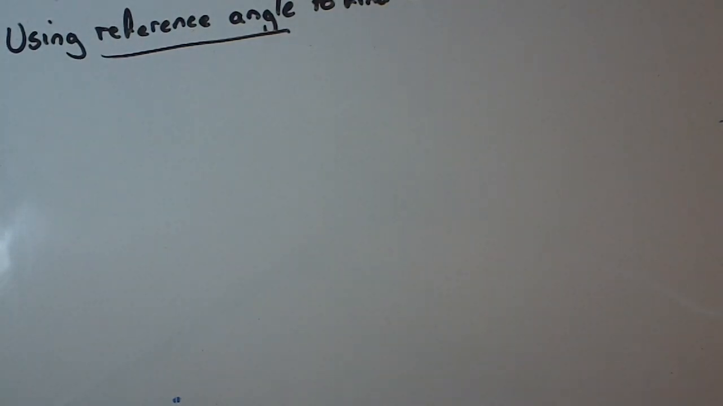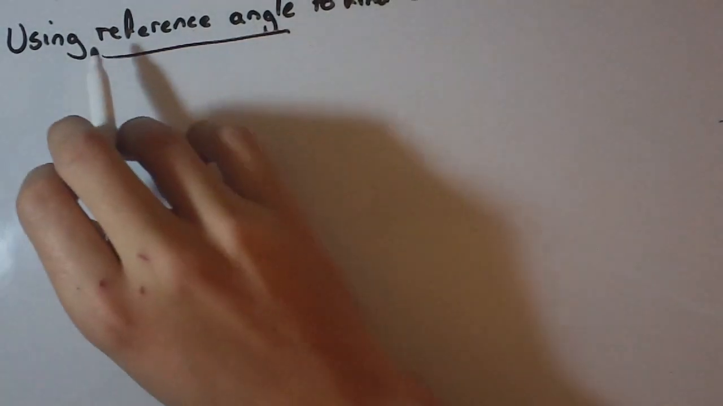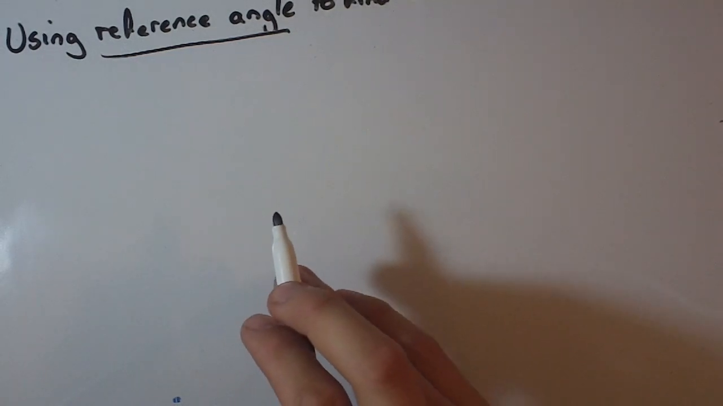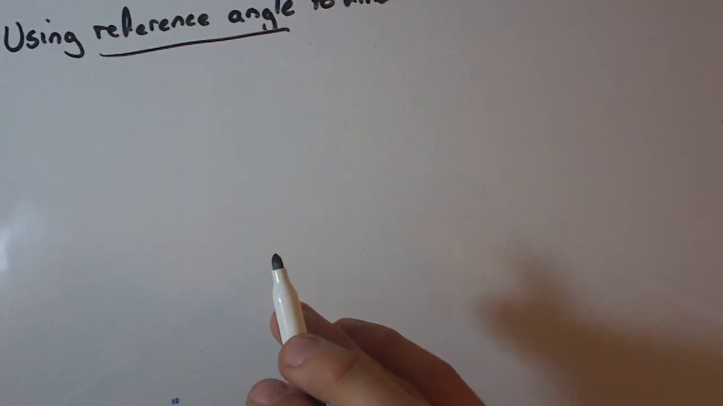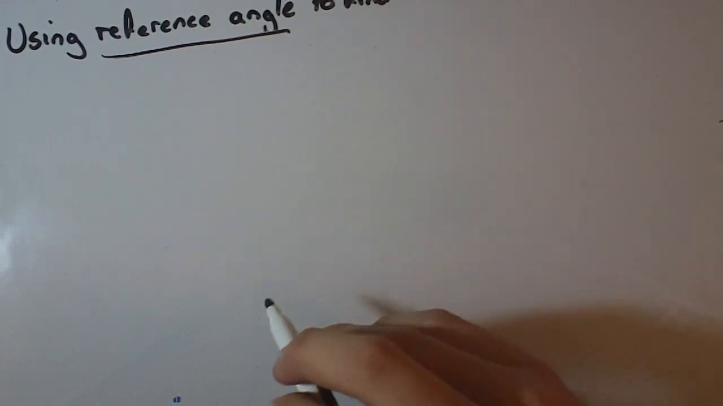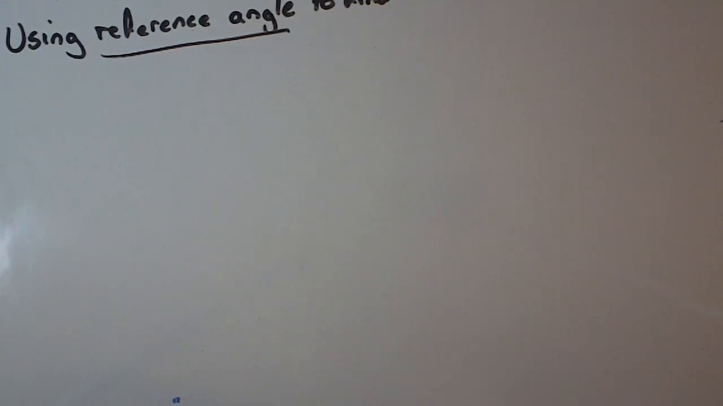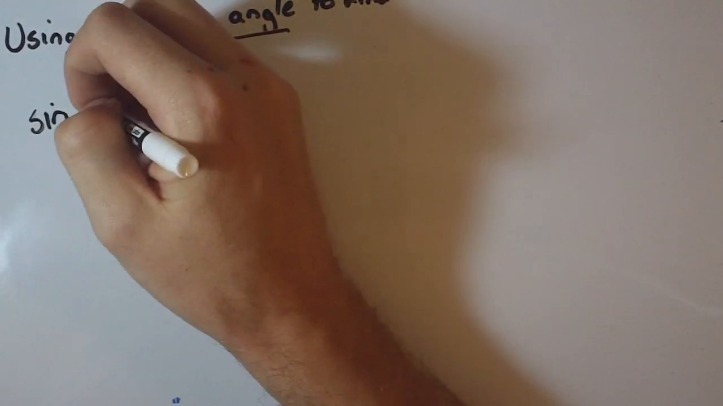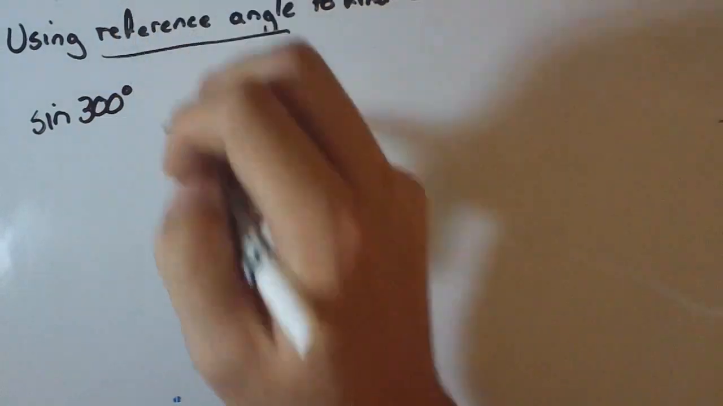Okay, in this video, we're going to use reference angles to find exact values. Now in the last video, I talked about how to find reference angles, so we're not going to do a whole lot of that in this video, but we are going to use the reference angles that we find to find exact values for trig functions. Okay, let's say we are given an expression, sine of 300 degrees.